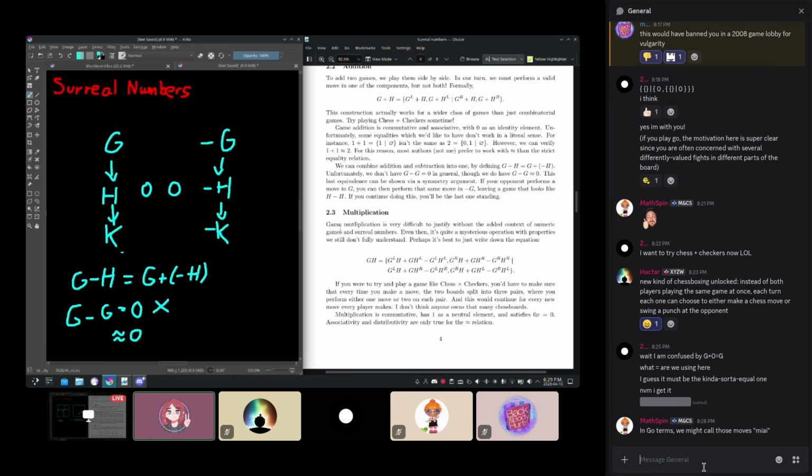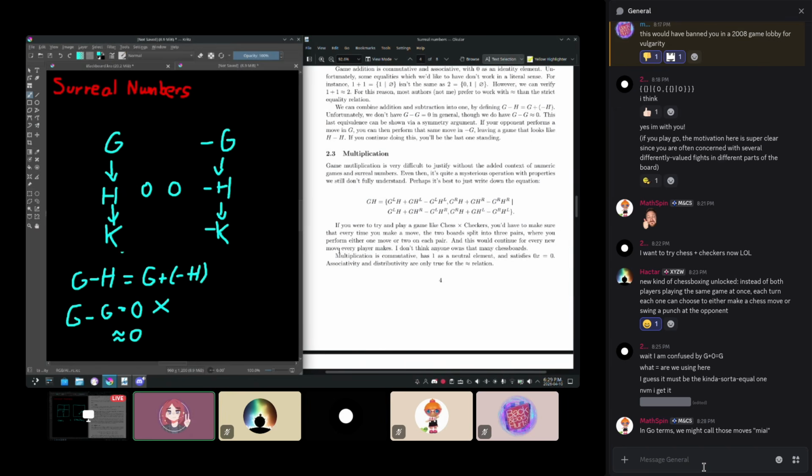There's also multiplication. I'm probably not going to explain a lot about this because this talk already went a bit longer than I wanted it to. And as you can see here, this is kind of a mess. Multiplication is one of those things that don't actually have a very good connection to combinatorial game theory. In fact, it's a pretty badly behaved operation.